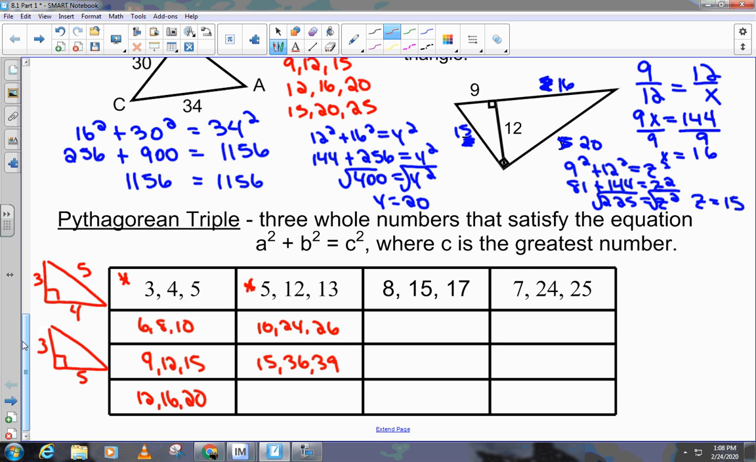8, 15, 17 is a set. 7, 24, 25. Another one I don't have up here. 9, 40, 41 is another one. Okay? Those will always give me right triangles. I would try to become familiar with these two in particular, the first two. Okay? You're going to see those a lot. And maybe 6, 8, 10. You know. All right.